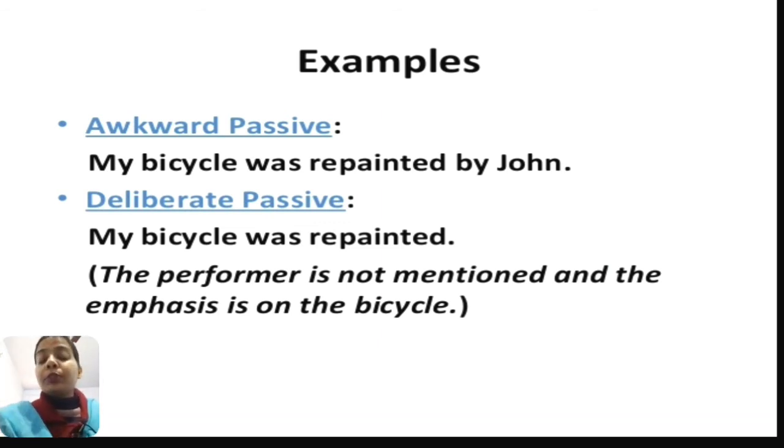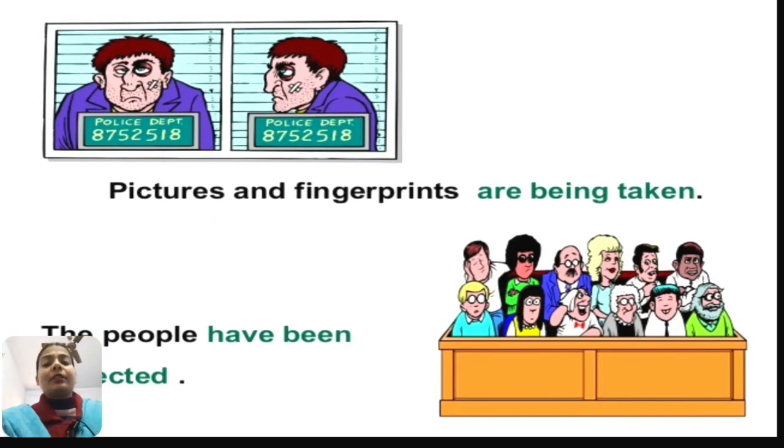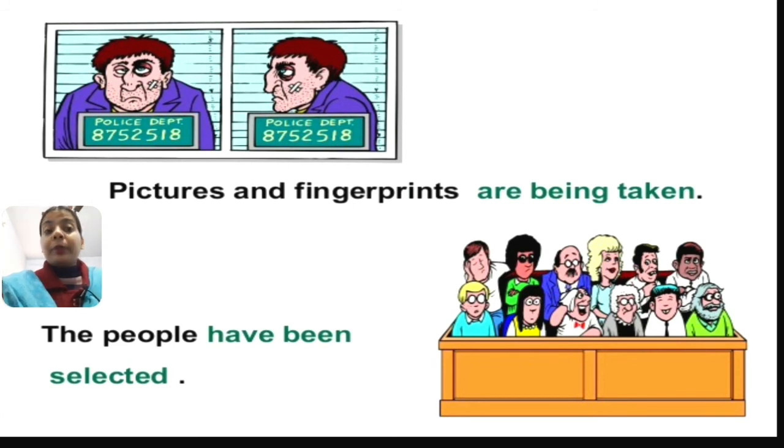So I hope, students, you have understood very well about voices, kinds of voices, and when we use active and passive voice. Now let's see the last examples to differentiate easily between active and passive voice. Pictures and fingerprints are being taken. The people have been selected. Both of these examples are of passive voice.